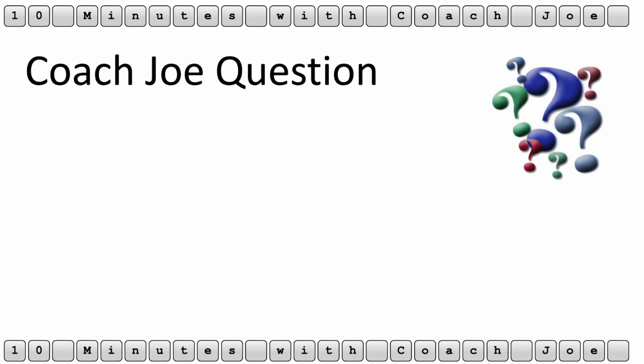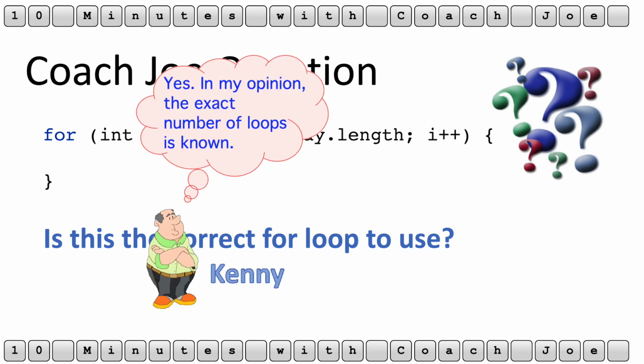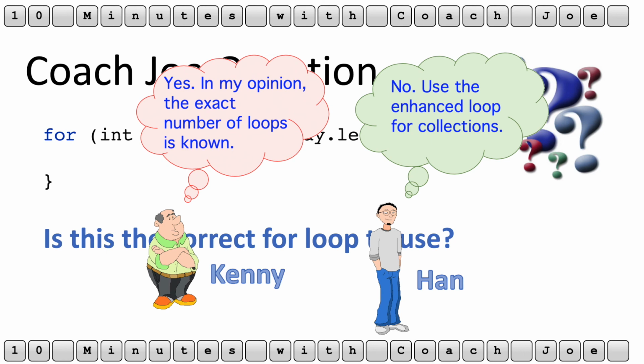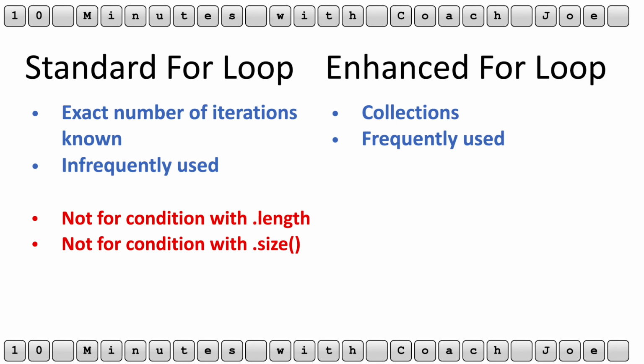Time for a Coach Joe challenge question. Take a look at this for loop statement. Is this the correct for loop to use for this situation? This for loop will work, but it is preferred to use the enhanced for loop. If the standard for loop has a condition that uses a .length or .size method, you're using the wrong for loop.